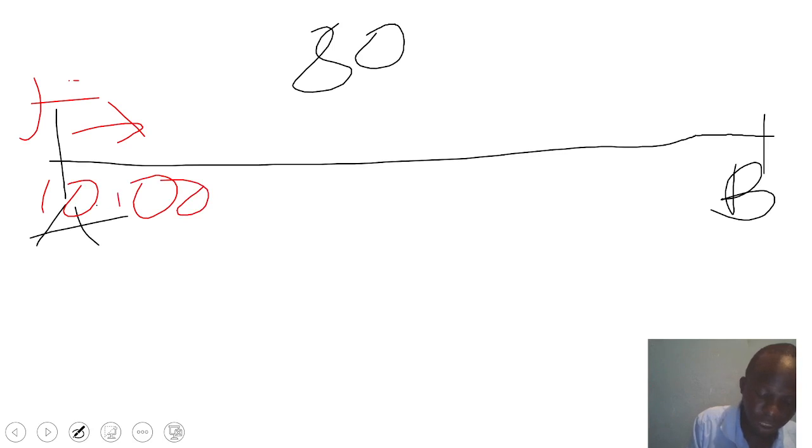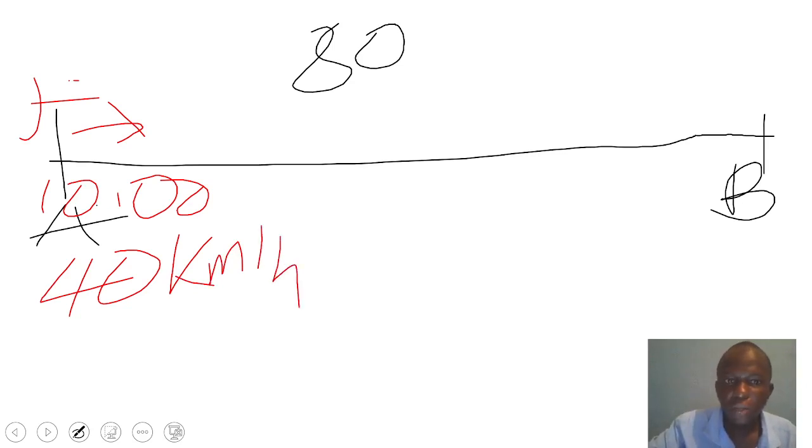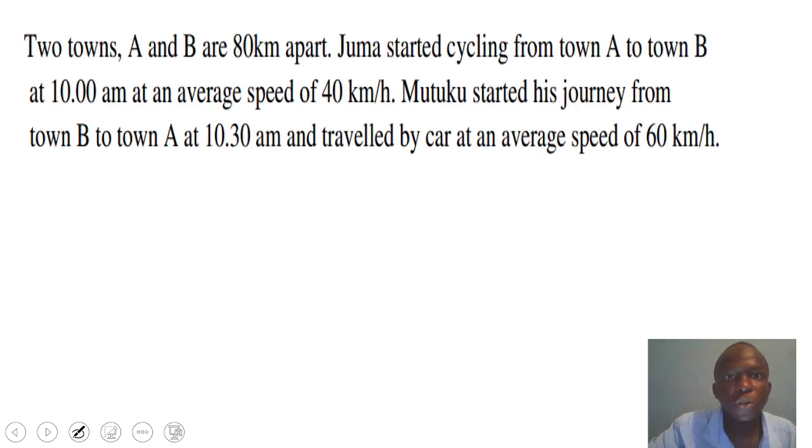and the speed is 40 kilometers per hour. Or let me just write 40 per hour. And then we have the other person called Mutuko, who started his journey from town B to A at 10:30 and traveled by car at 60 kilometers per hour.